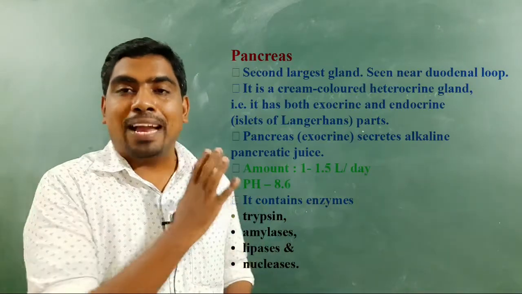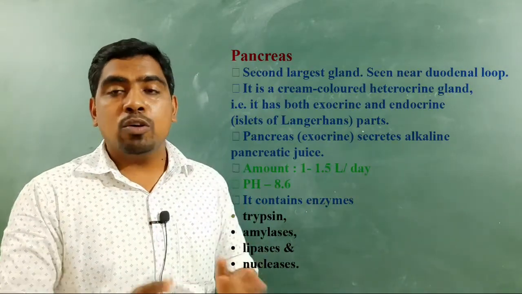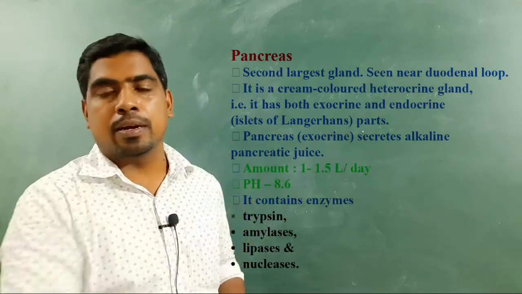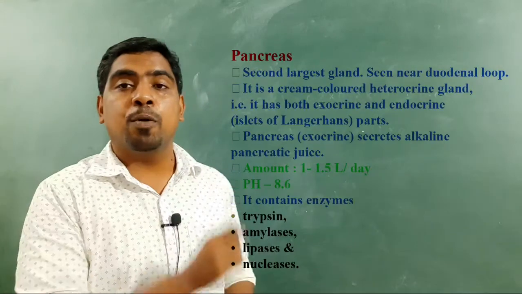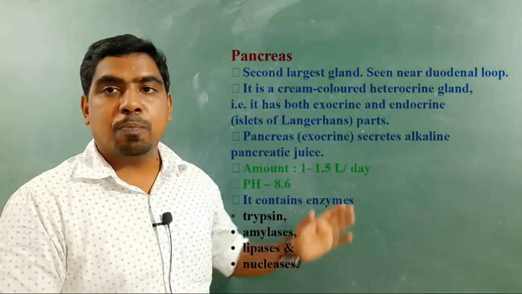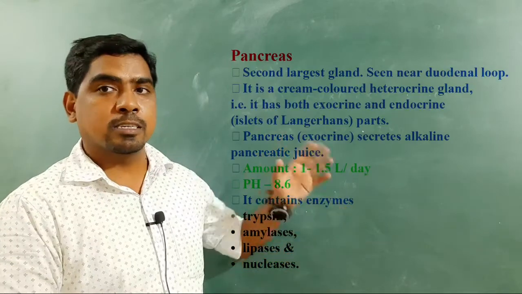Pancreas secretes pancreatic juice, and the amount of pancreatic juice is about 1 liter per day and the pH is 8.6. It contains enzymes like pancreatic amylase, pancreatic lipase and trypsin.